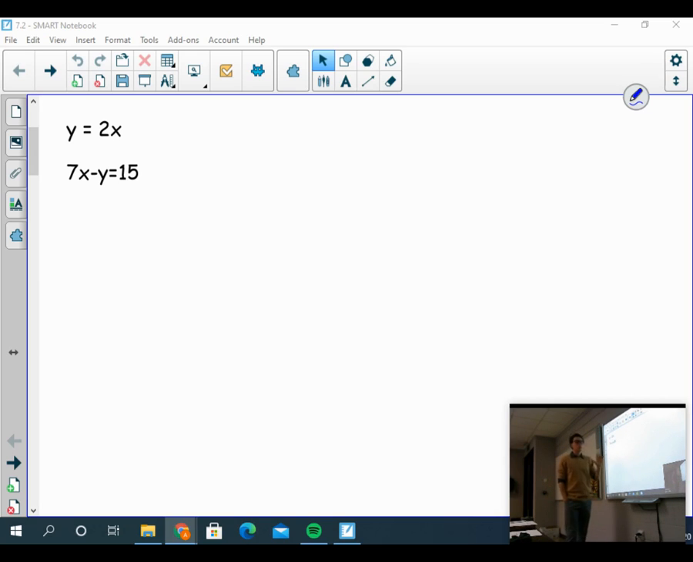In 7.2, we're going to find the solution to a system of equations, but we're going to do it using a different method, that method being substitution. You might have learned it before, you might not have, but that's what we're going to cover here.